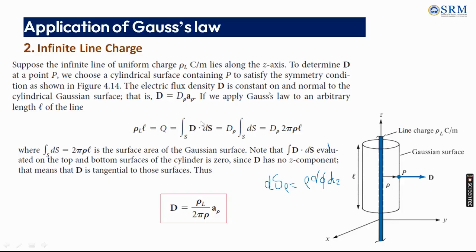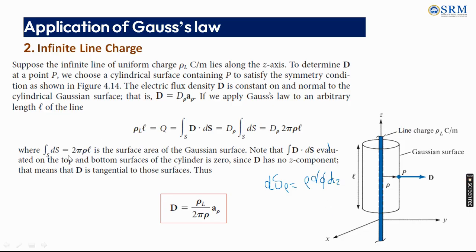Now for the line charge, the electric flux density vector D is concentrated along the rho axis, so D is D_rho a_rho. The differential surface area along this axis is rho d phi dz a_rho. The a_rho dot a_rho gets cancelled, and we apply the integral, with phi from 0 to 2 pi and z from 0 to l.